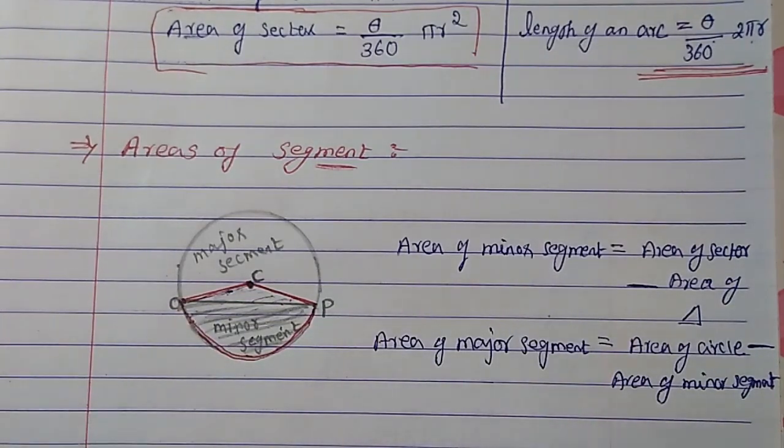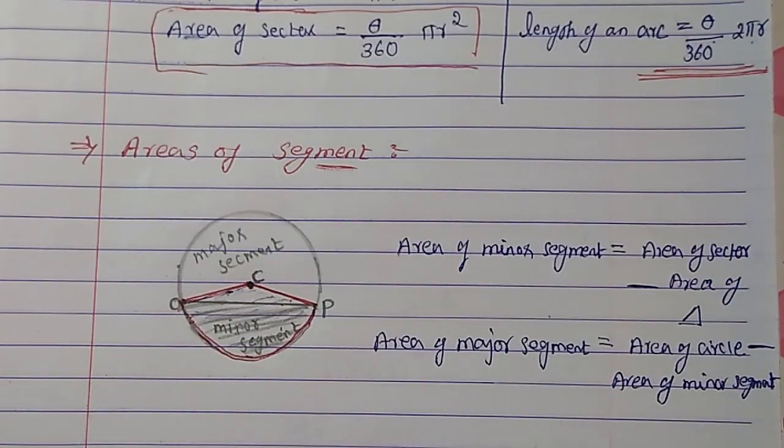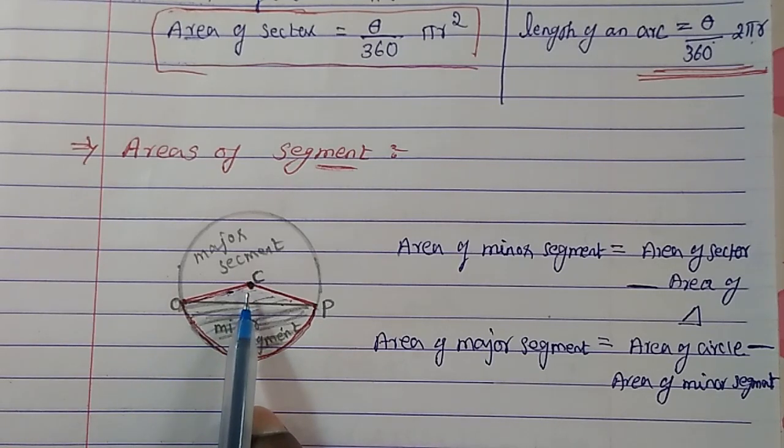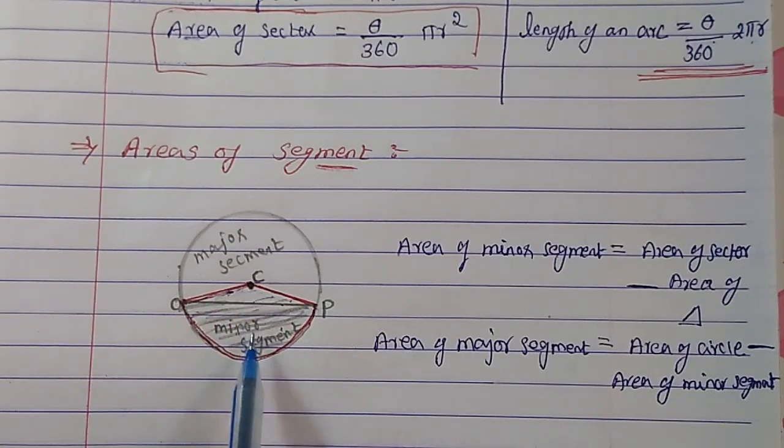So that's how we use these formulas to find the area of the minor segment and the area of the major segment. Once you find the area of the triangle and the area of the sector, from the area of the sector you subtract the area of the triangle, and you get the area of the minor segment. When you subtract that from the area of the circle, you get the area of the major segment. I hope it is clear to you.